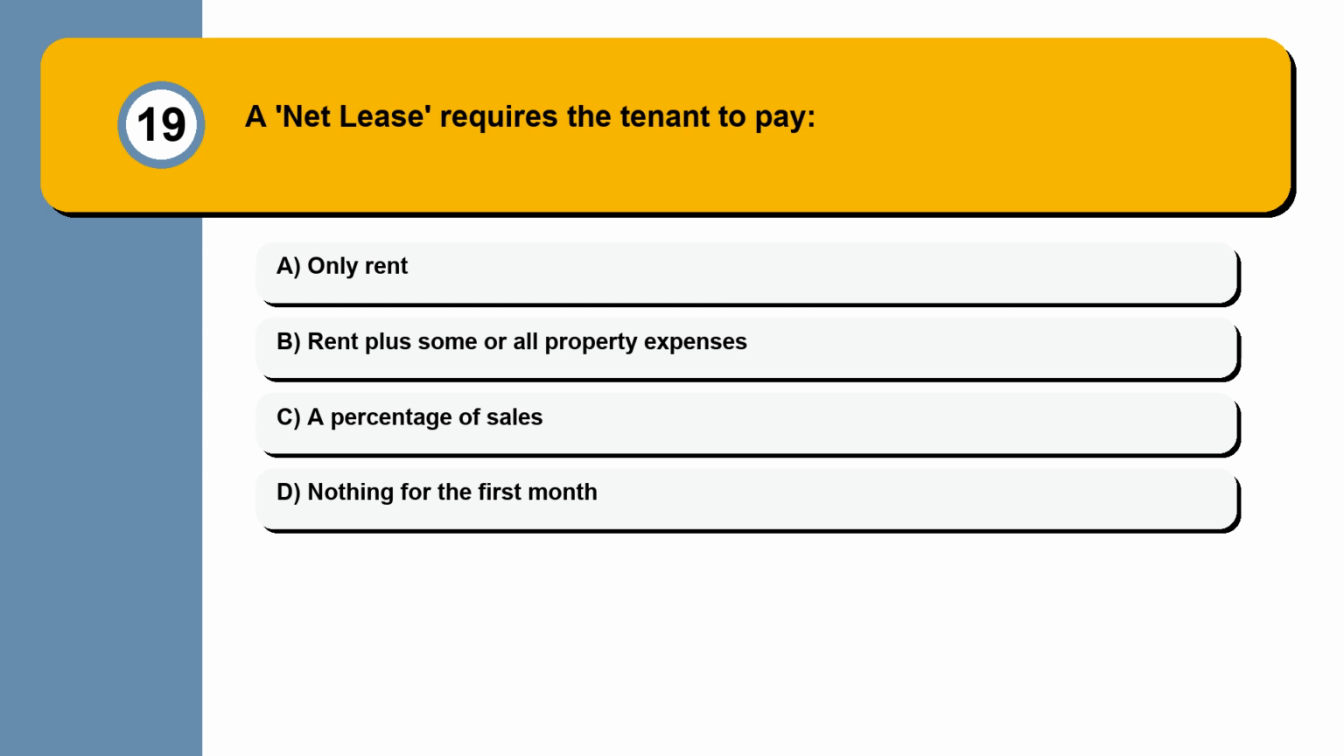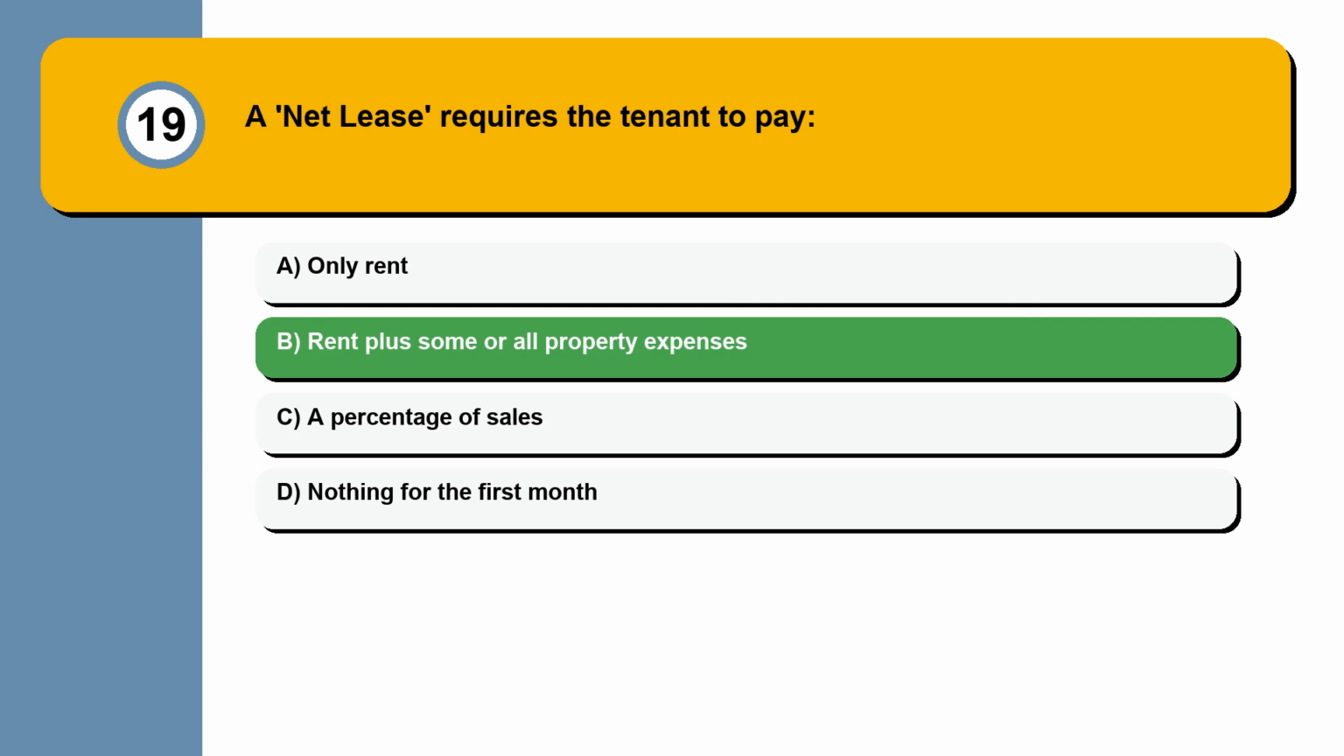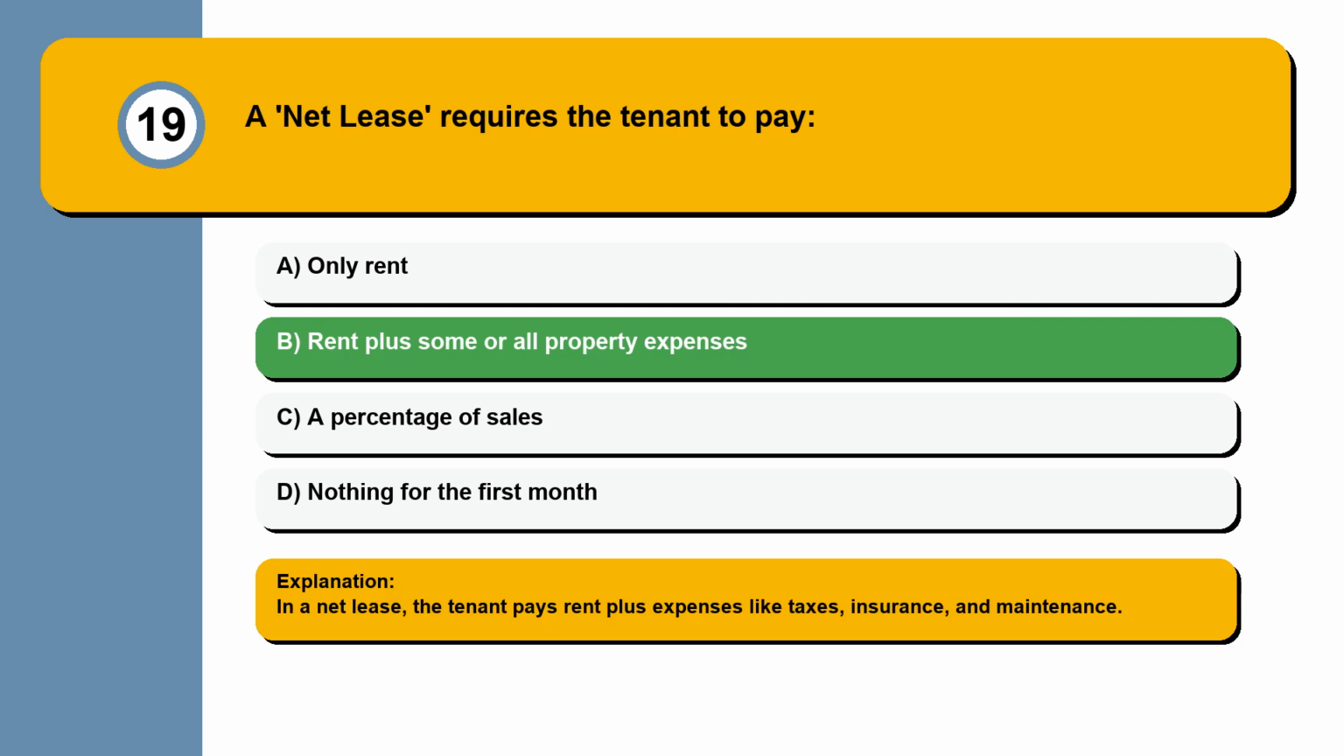Question 19. A net lease requires the tenant to pay only rent plus some or all property expenses, a percentage of sales, nothing for the first month. In a net lease, the tenant pays rent plus expenses like taxes, insurance, and maintenance.